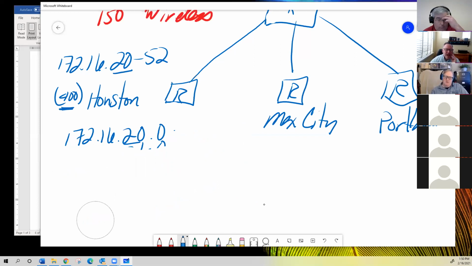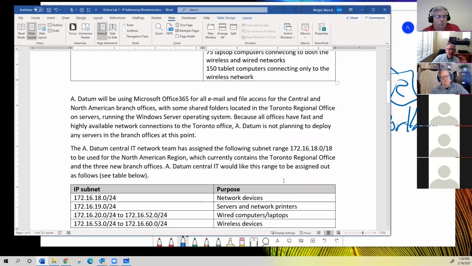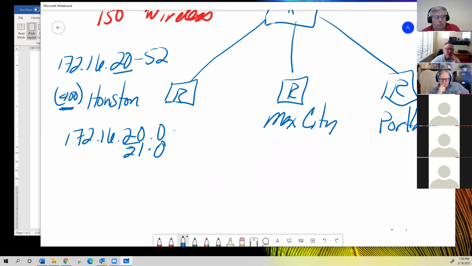All right, so that's the 20 and 21 net. Here's those two used for Houston for wired. Well, Mexico City, I need 150, wired. And wired has got to be within this range of 20 to 52. So from 20 to 52, here's our ranges for wired. I've done 20 and 21 here. That's given me 512 addresses.